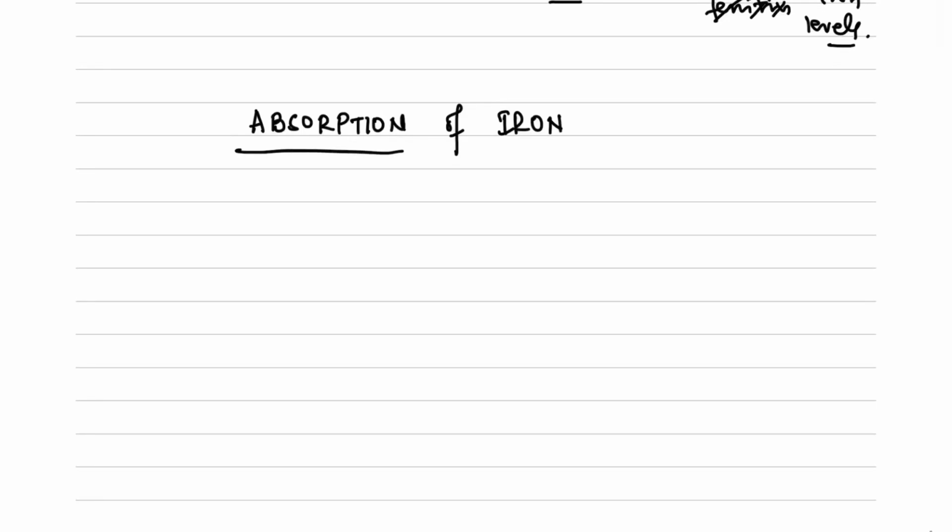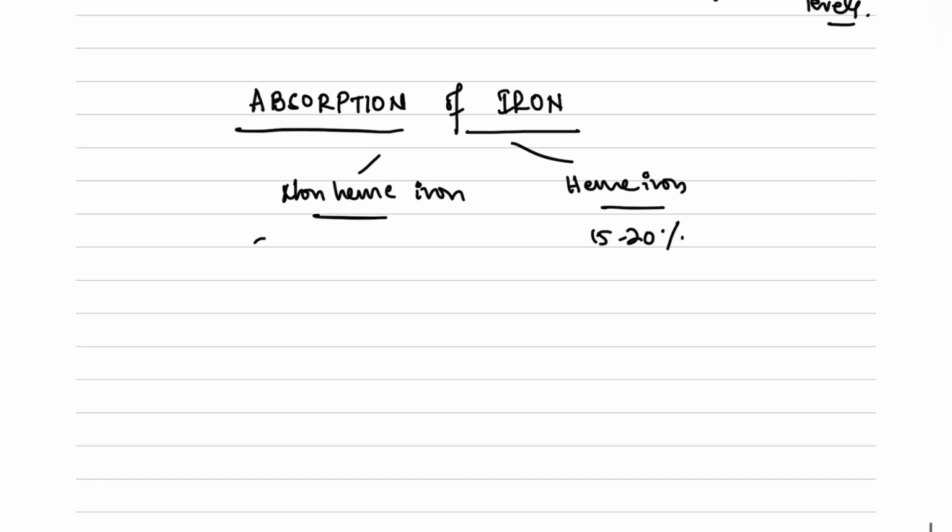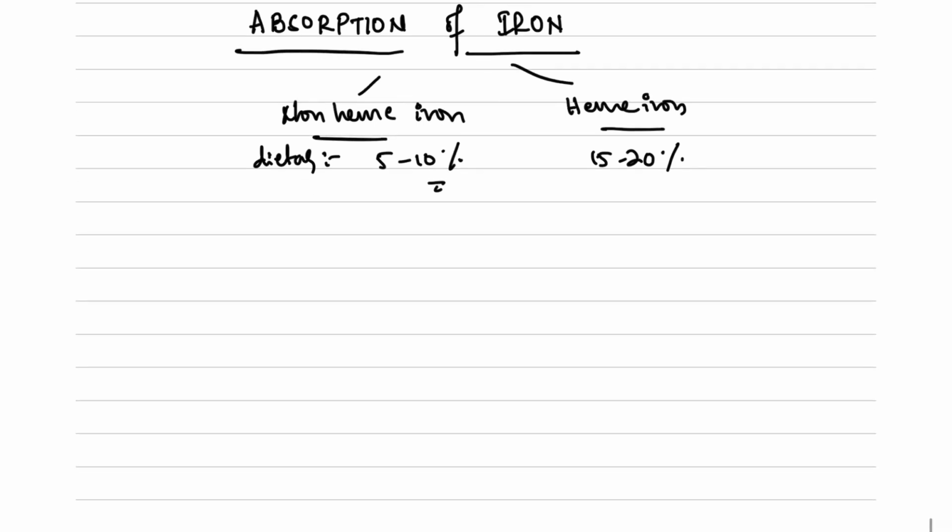How is iron absorbed in the human body? Now, before moving on to the absorption of iron, as I've just told you, there are two types of iron. We have the non-heme iron, followed by the heme iron, and I told you heme iron is up to 15 to 20% absorbed, whereas the non-heme iron, that is the dietary intake, is only absorbed 5 to 10%. So this is about the absorption.